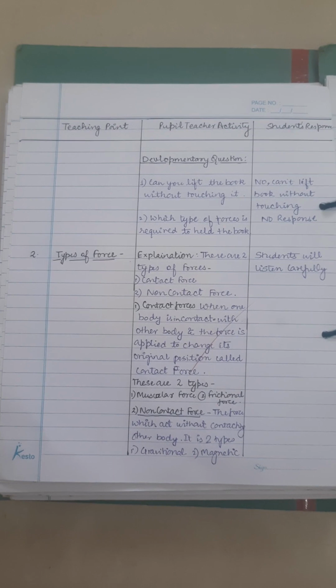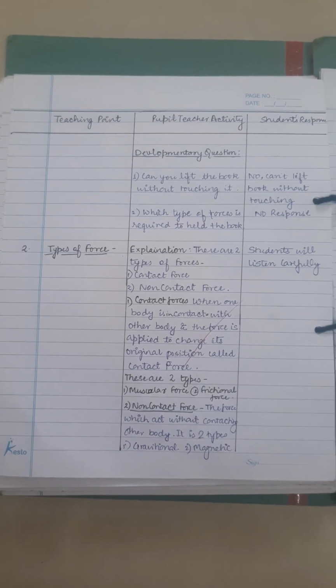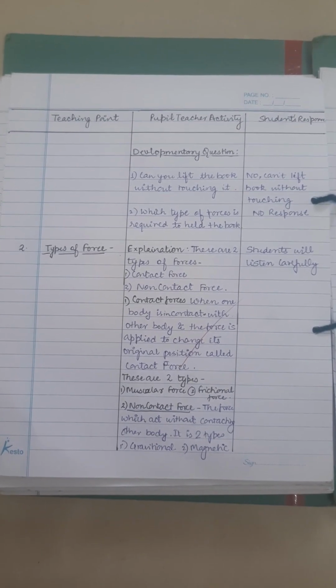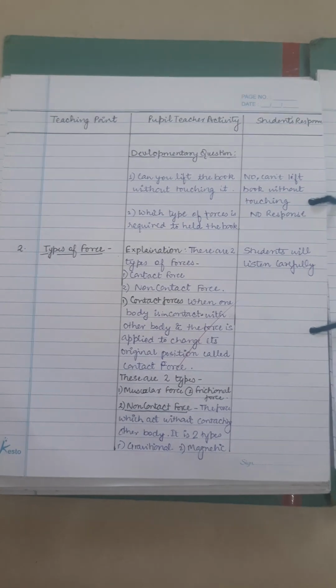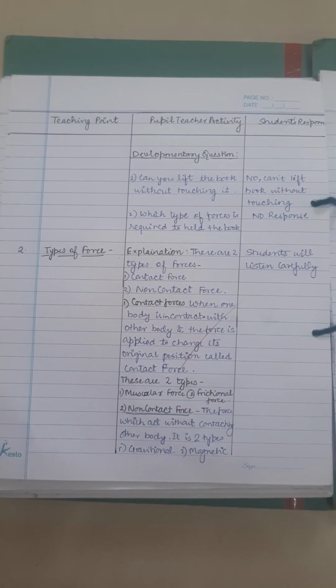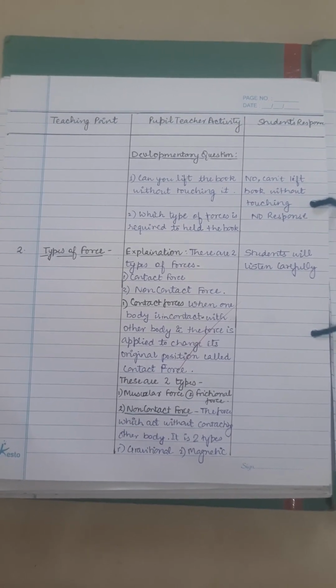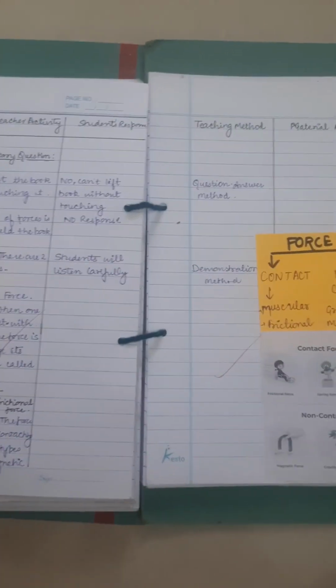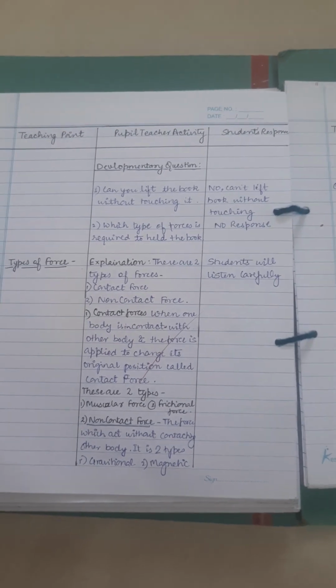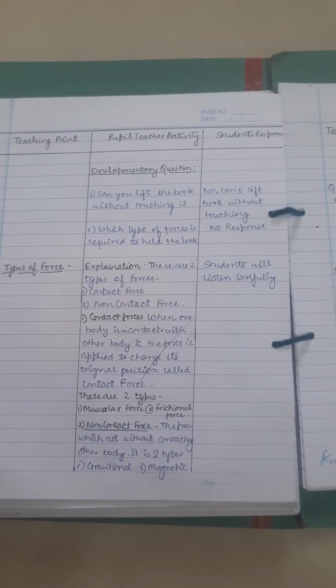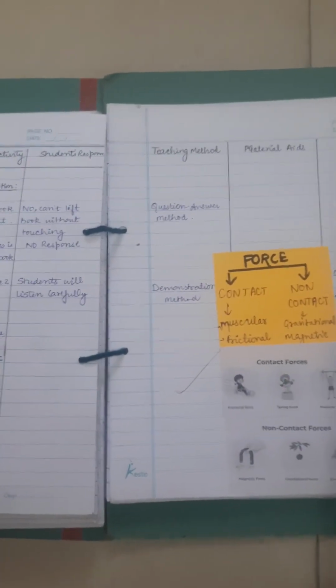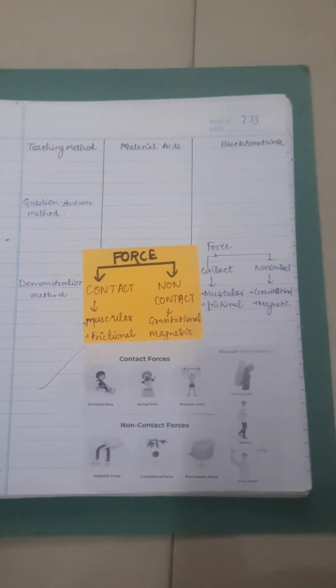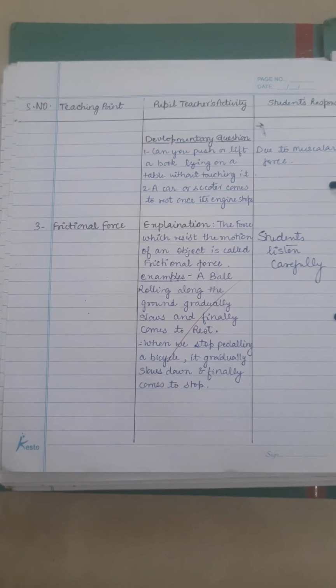The second topic is types of force. As developmental question: can you lift the book without touching it? No, we can't lift a book without touching it. Which type of force is required to hold the book? No response. And this is the question answer method, and then you have to explain the types of force, that is contact force, muscular force, frictional force. Then this is the demonstration method, and this is the material aid and the blackboard work.